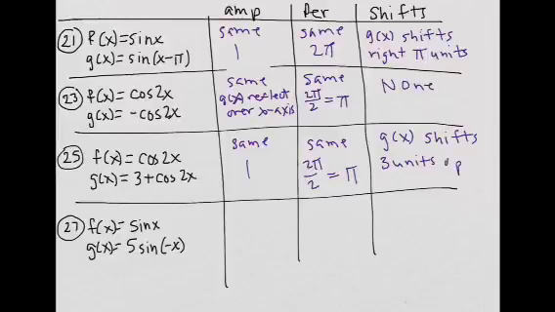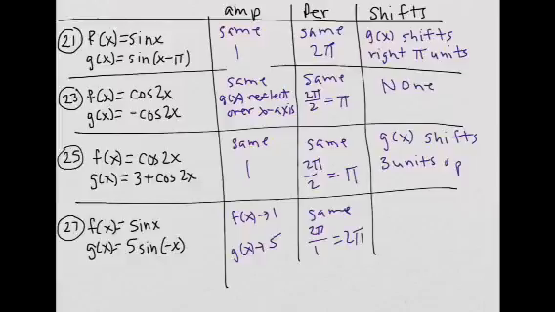Okay? Number 27, the amplitude is not the same. So for f of x, the amplitude is 1, and for g of x, the amplitude is 5. So g of x is 5 times taller. Period is the same, so the same, 2 pi over 1, which is 2 pi.